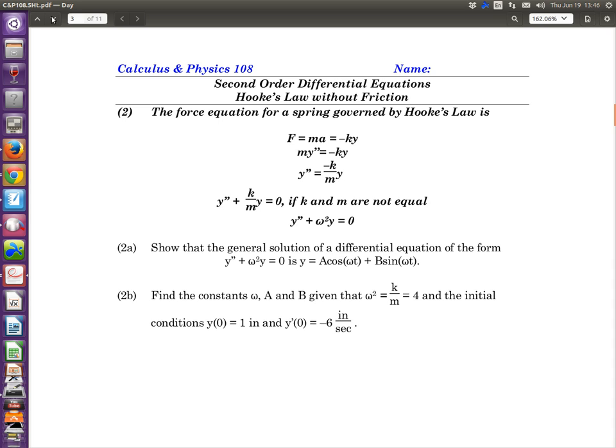Show that the general solution of a differential equation of the form y double prime plus omega squared y equals 0 is y equals a cosine omega t plus b sine omega t.